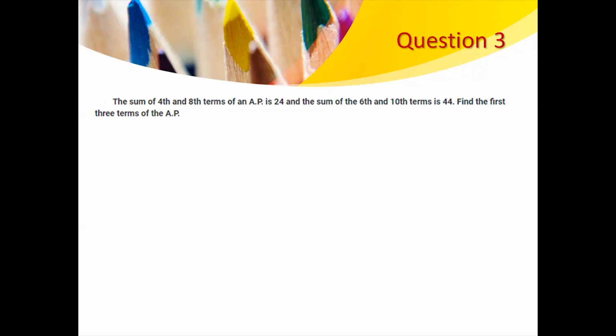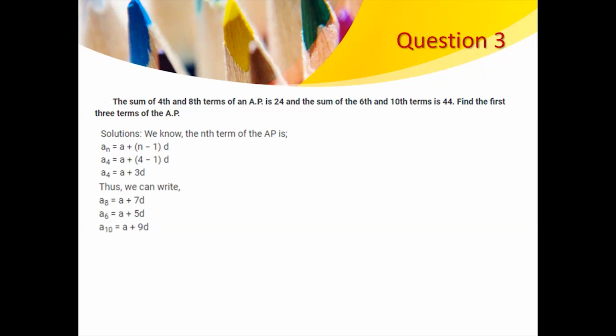So I will assume that let A be the first term and D be the common difference. And see, I need 4th term, 8th term, 6th term, 10th term. So write the formula for an. An is equal to A plus n minus 1 into D. Find the 4th term. 4th term will be A plus 3D. Similarly, find 8th term, A plus 7D. 6th term, A plus 5D. And 10th term, A plus 9D.